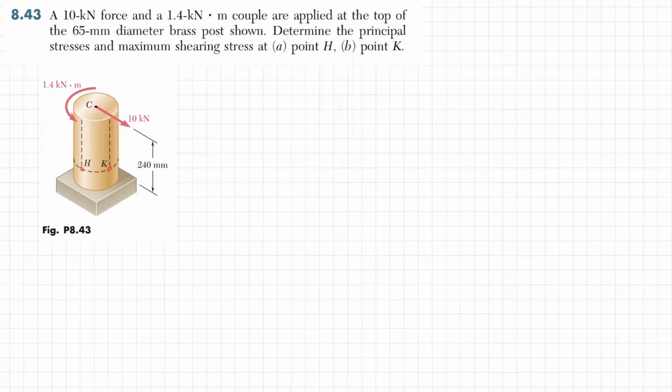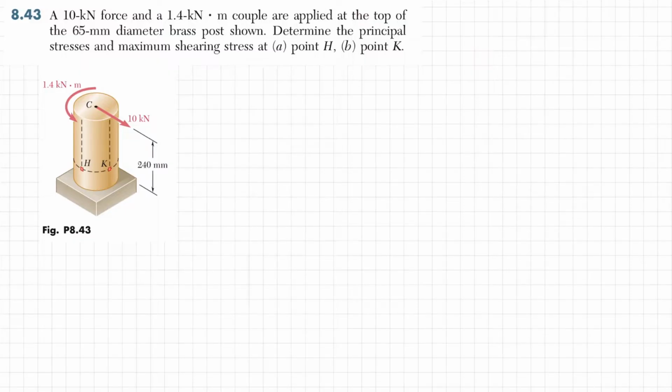Welcome back. Problem 8.43. A 10 kilonewton force and 1.4 kilonewton meter couple are applied at the top of the 65 millimeter diameter brass post shown. Determine the principal stress and maximum shearing stress at point H and point K.